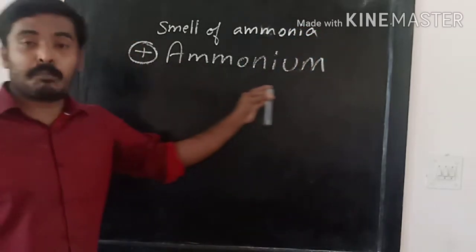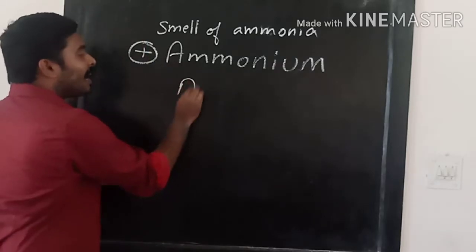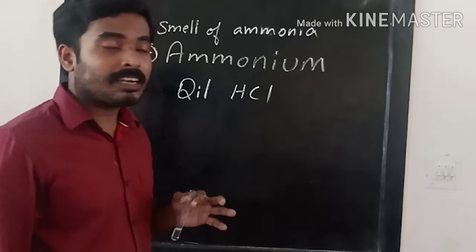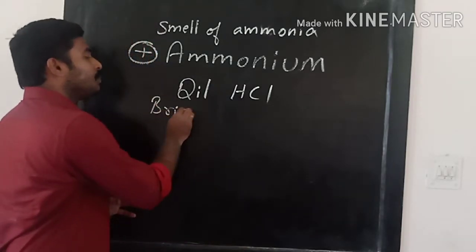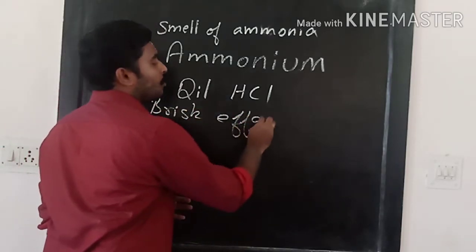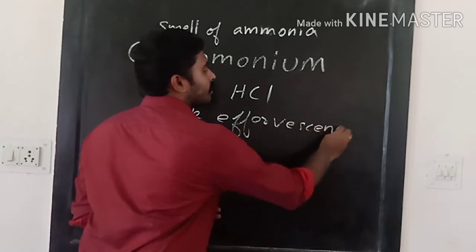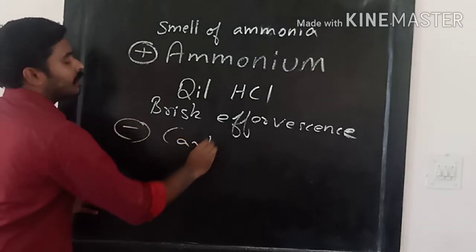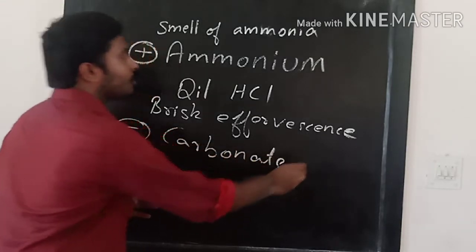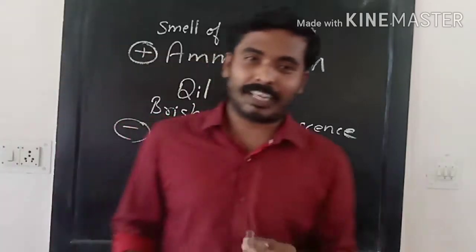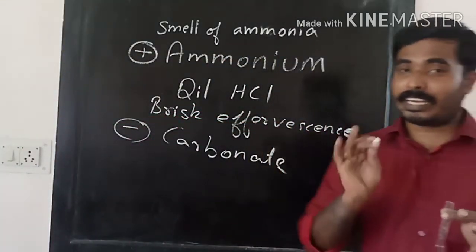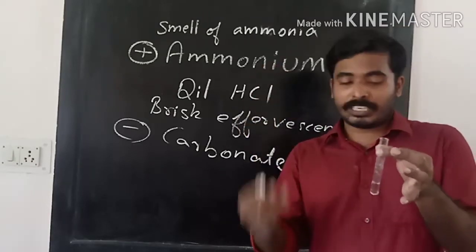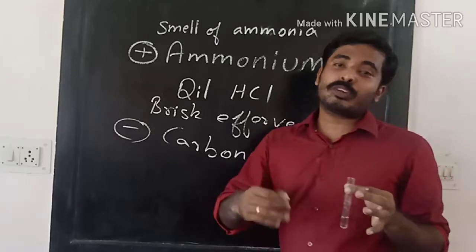Cation may be ammonium. We have added dilute HCl and we got brisk effervescence. This shows that the anion may be carbonate. So our salt is ammonium carbonate. Very easily we identified, but I didn't confirm. There are confirmation tests for ammonium, but that I am not doing now. We will move to the next salt.